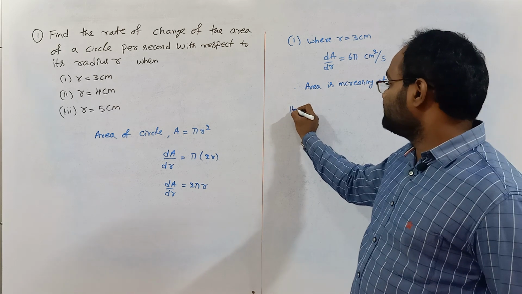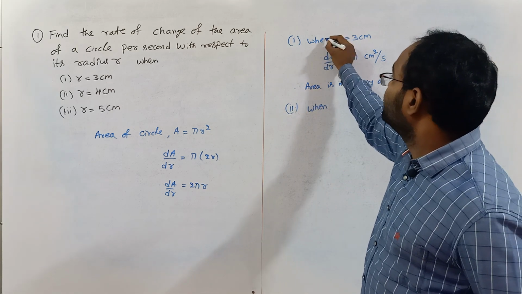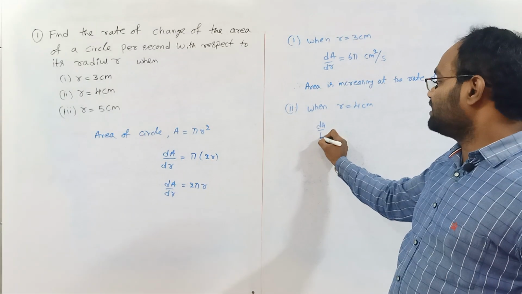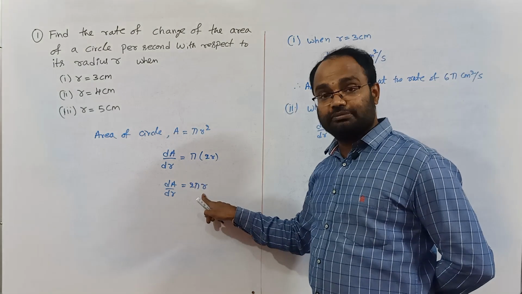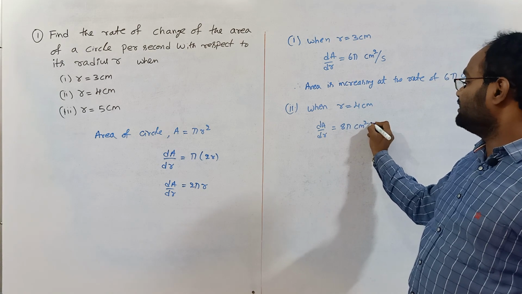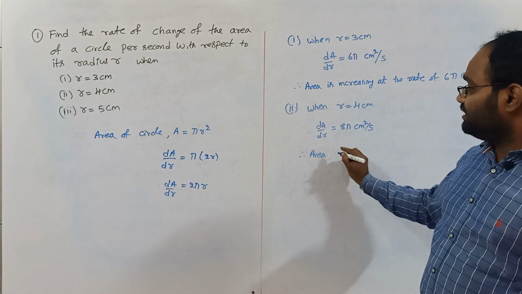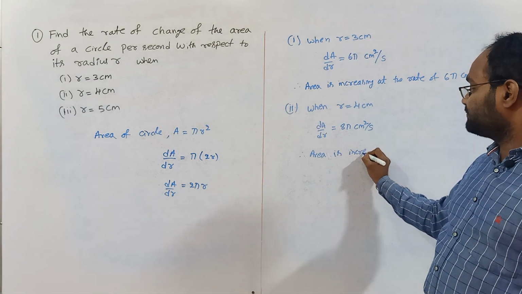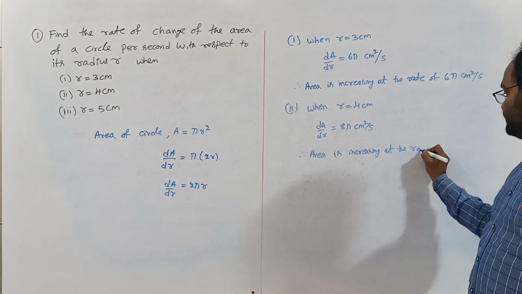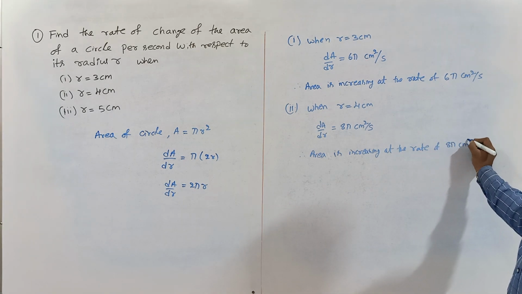Similarly, in the second case, when r is equal to 4 centimeter, same case, what does dA by dr become? Substitute 2π into 4, which is 8π centimeter square per second. So what is the conclusion? Area is increasing at the rate of 8π centimeter square per second.